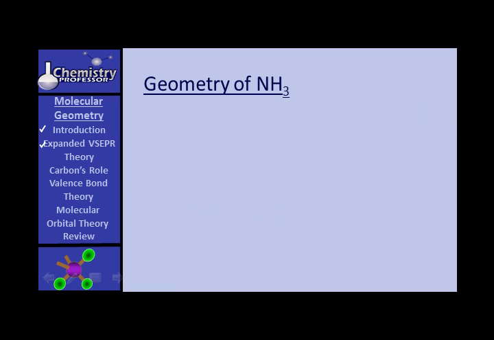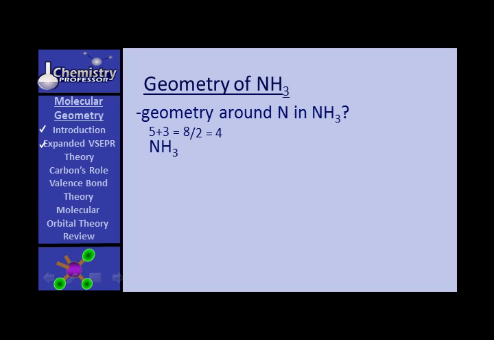Let's look at the geometry of ammonia. What is the geometry around nitrogen and ammonia? Now stop and figure. Well, here's the formula, just in case you didn't remember. And what's its geometry now? Well, nitrogen has 5. We pick up 3 from hydrogen, giving us a total of 8. Divide that by 2 and get 4. So our geometry is tetrahedral.